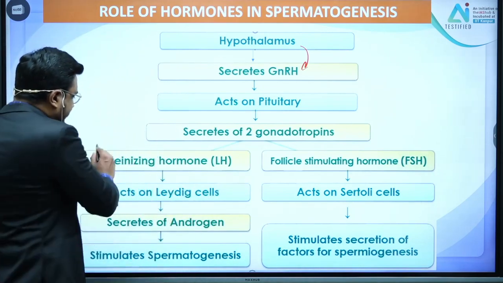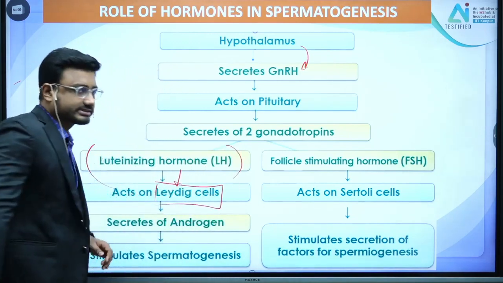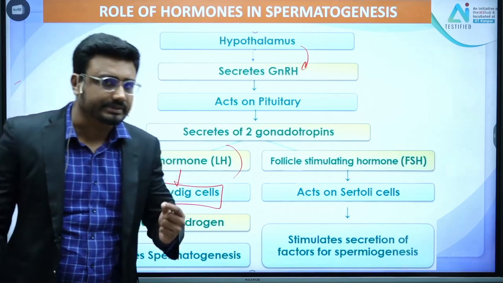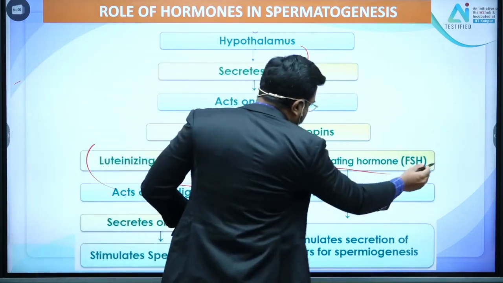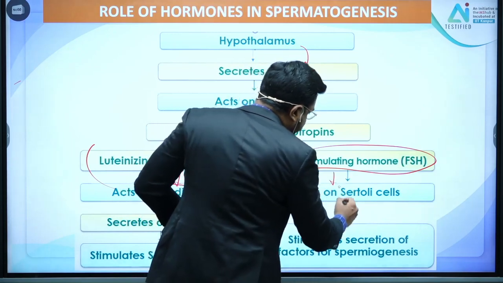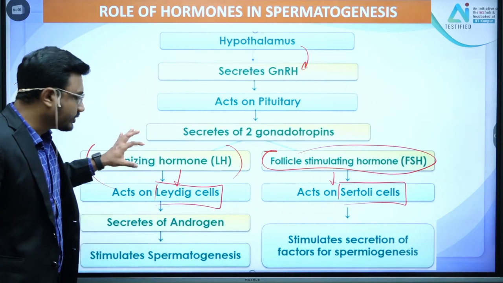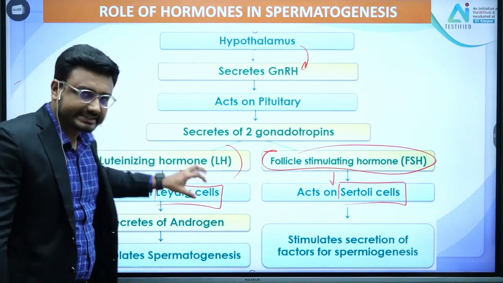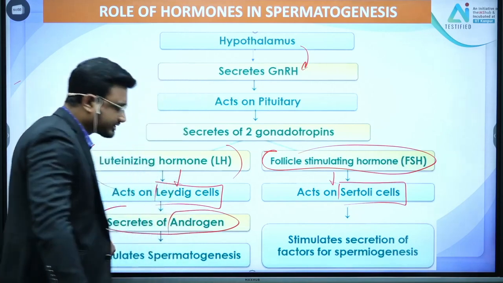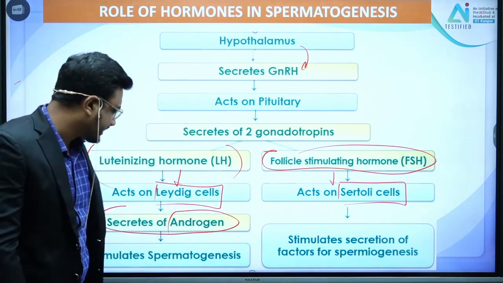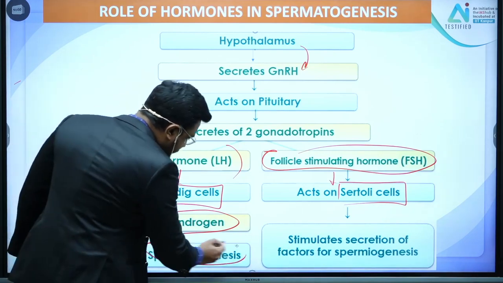The luteinizing hormone acts upon the Leydig cells, whereas the follicle stimulating hormone acts upon the Sertoli cells. When the luteinizing hormone acts upon the Leydig cells, it leads to the secretion of the male sex hormone known as androgen. And this leads to the stimulation of spermatogenesis.